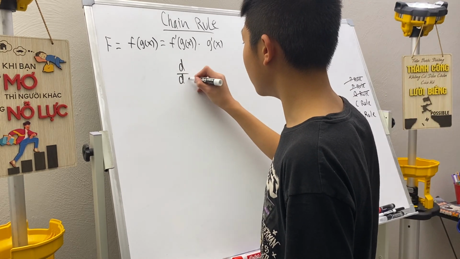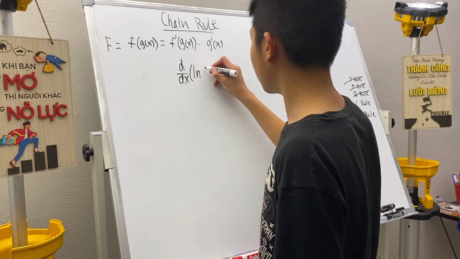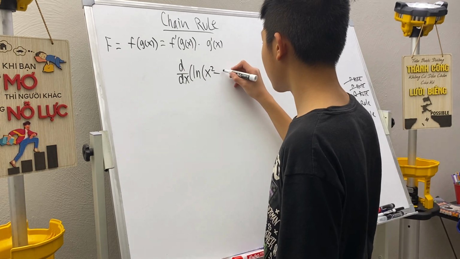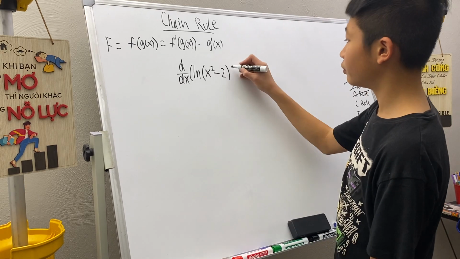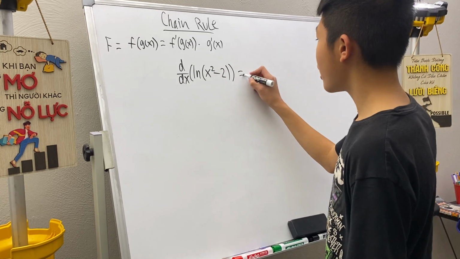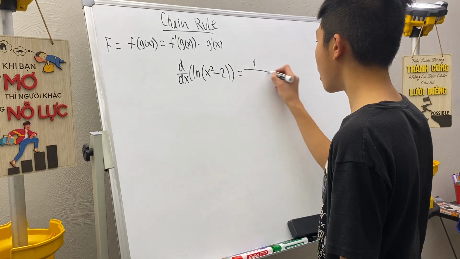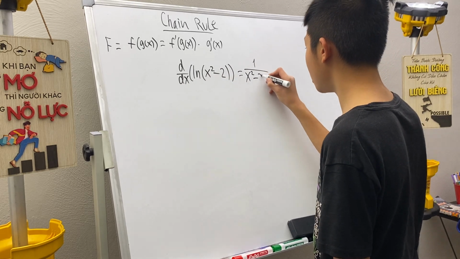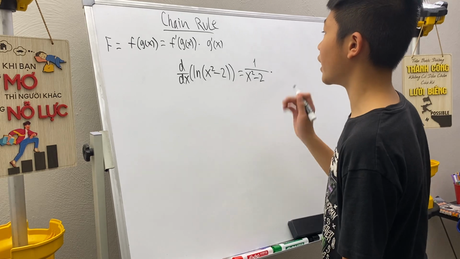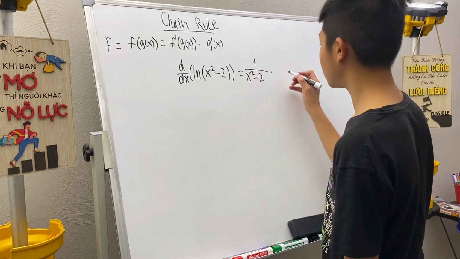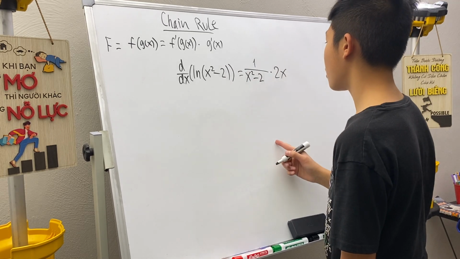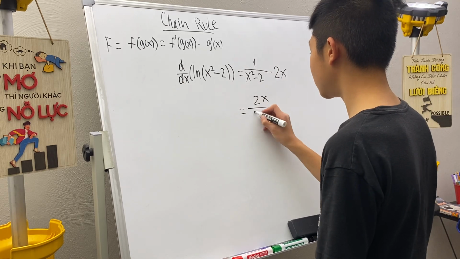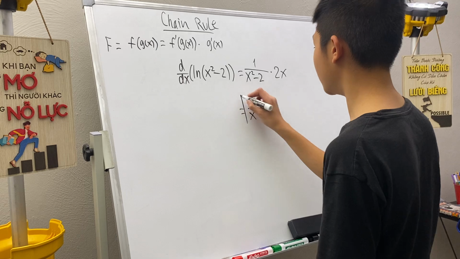Derivative of natural log of x squared minus 2. This is equal to f prime, which is 1 over whatever is inside, which is x squared minus 2, multiplied by g prime of x. The derivative of this is 2x. Well, you can bring the 2 on top so it looks better. But here is the answer.